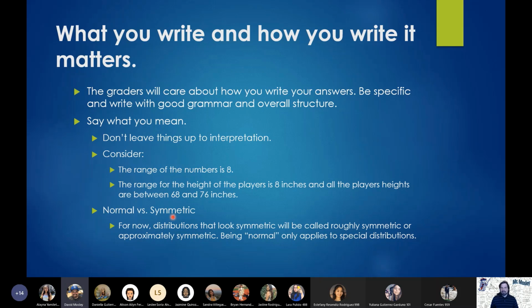Again, you just need to keep in mind writing, even though it's a math class, how you write your answers when you're writing out your paragraph describing a distribution. You should write it like you're writing it for your English teacher. It should use that kind of grammar and structure and specifics.